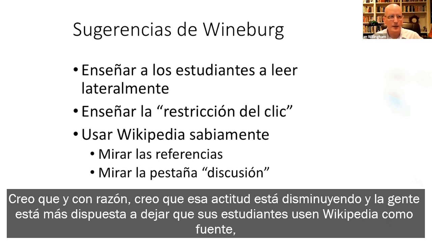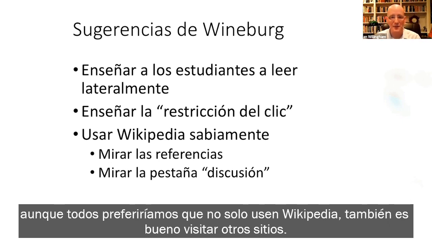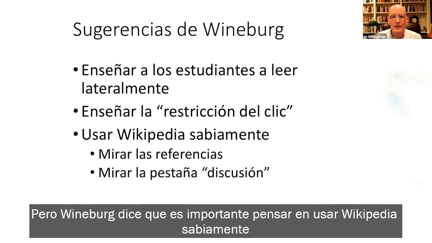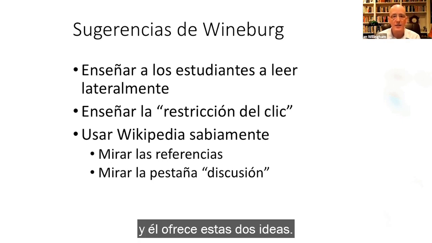I think that attitude is really on the wane, and rightly so, and people are more willing to let their students use Wikipedia as a source, though we'd all rather they didn't only use Wikipedia, they look elsewhere as well. But Weinberg says it is important to think about using Wikipedia wisely, and he offers these two ideas. One is to look at the references.